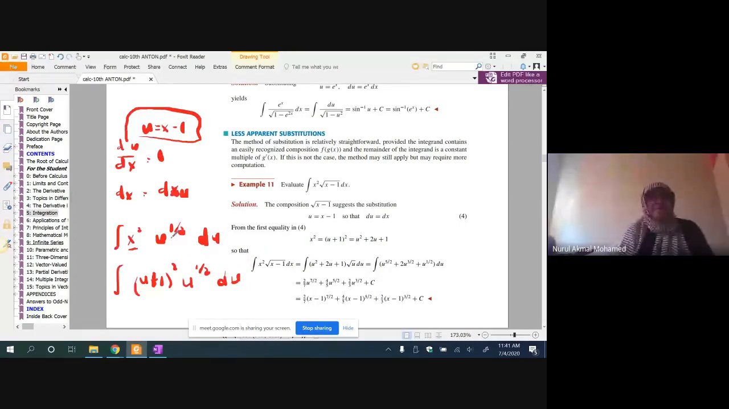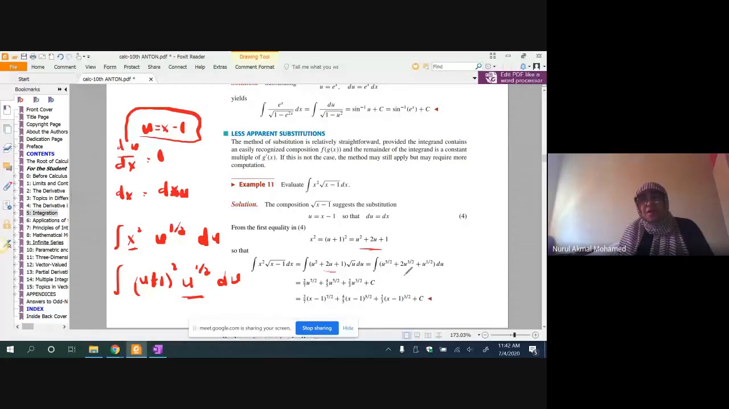If you write this, this expression here can be expanded. u plus 1 squared is equal to u squared plus 2u plus 1. Once we get this, you can multiply with u to the power of 1/2. So you get u to the power of 1/2 multiplied with the expansion of this.